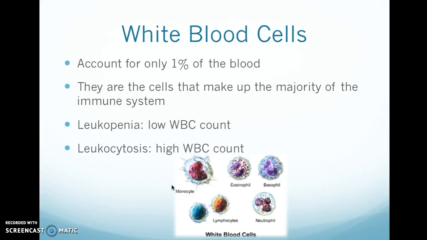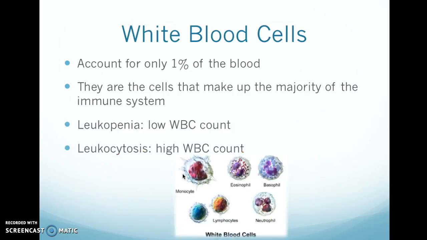And then there are 5 types of white blood cells. There are the neutrophils, eosinophils, basophils, lymphocytes, and monocytes. And down here is a picture of the different white blood cells. And you can tell they're almost kind of the same, it's just their makeup is a little different.